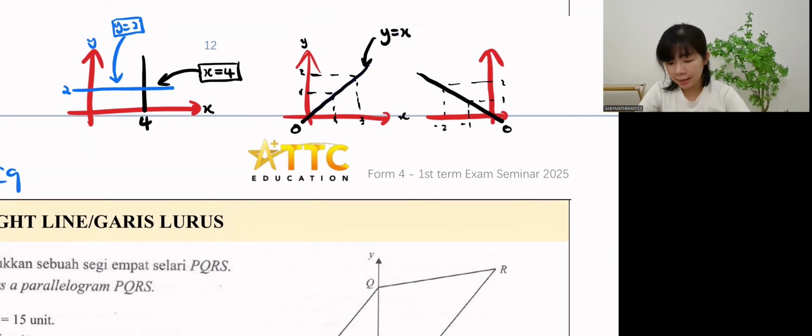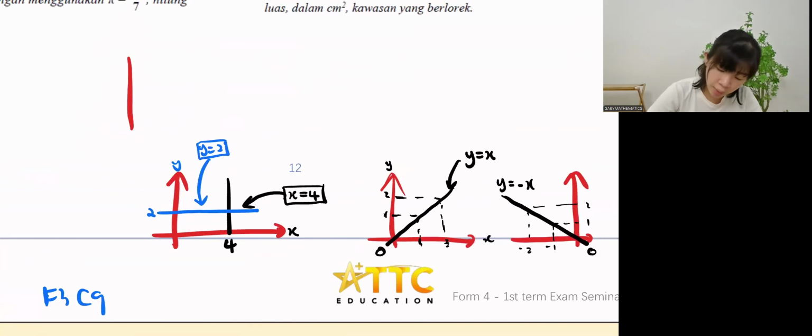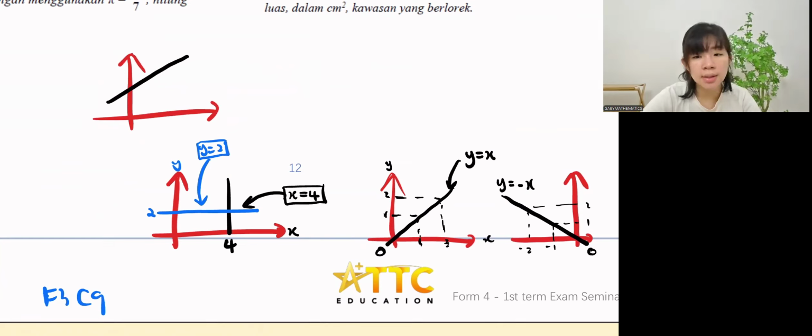Now if it is reversed, this line goes down. It's also a 45-degree line passing through the origin. So this line is called y equals negative x. All these very common equations will appear in the question. When we have a straight line, just a random straight line like this, what is the equation?